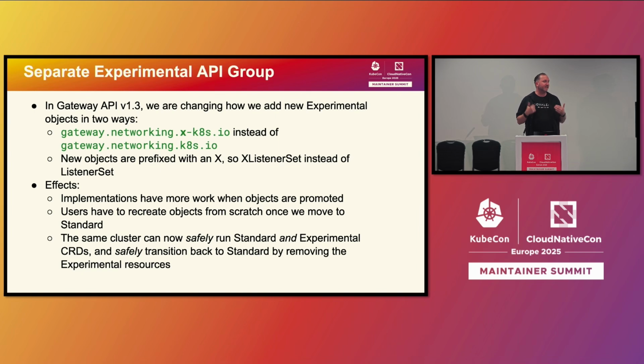Like, this is a case where we're adding friction because we want users to have to take a definite action to start using the standard thing as opposed to the experimental thing. And so it's the same for implementations. We want implementations to be deliberate about what they're supporting in experimental and what they're not. But the big win here is that the same cluster can now safely run all of the standard channel objects and the new experimental objects in the same cluster. And if you don't want to run the new experimental objects, or you want to remove them, you just delete just the experimental objects, and boom, safely removed. So there's a safe transition from experimental back to standard. That's sort of the key thing that we're aiming for.